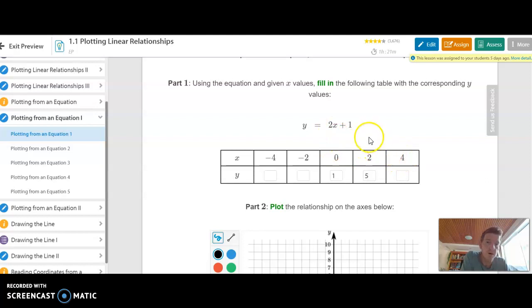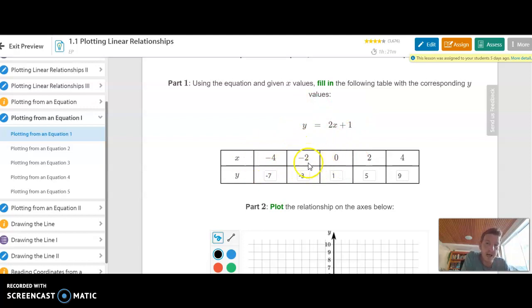2 times 4 is 8 plus 1. That must be 9. And the same thing if I go back. Times negative 2 is negative 4 plus 1 is negative 3. And this is going to be negative 7. So I start to fill out this table using substitution.